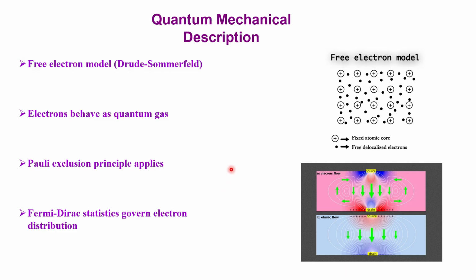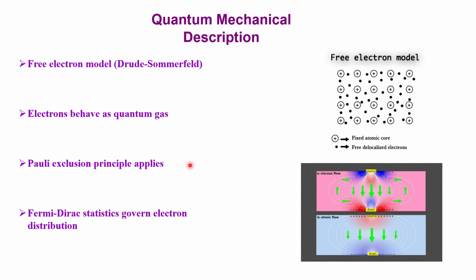Quantum mechanical description of metallic bonding in metals. Classical models fail to explain many metallic properties, so quantum mechanical explanation is essential. The Drude-Sommerfeld model treats conduction electrons as a quantum gas confined within the metal. These electrons obey Fermi-Dirac statistics, not classical statistics like Maxwell-Boltzmann statistics.